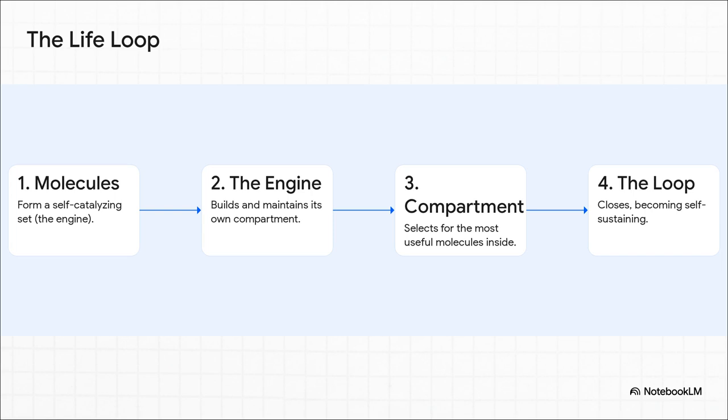Let's walk through it. Step 1, you've got your molecules. Step 2, they spontaneously form that self-catalyzing set, our engine. Step 3, that engine starts producing things that build and maintain its own compartment. The factory starts building its own walls. And then, this is the genius part, Step 4, the compartment, the walls, then helps to stabilize and select for the very chemistry that built it in the first place. The loop is closed. It's a completely self-sustaining, self-constructing system.